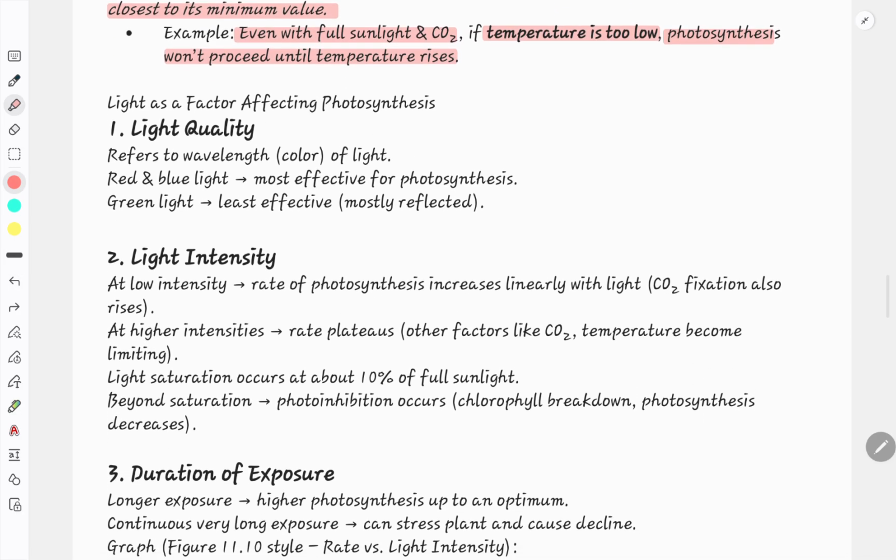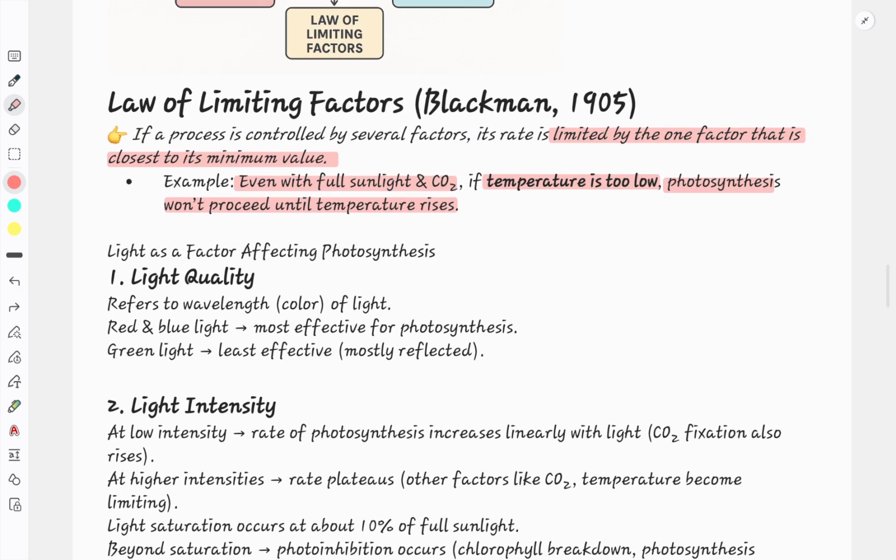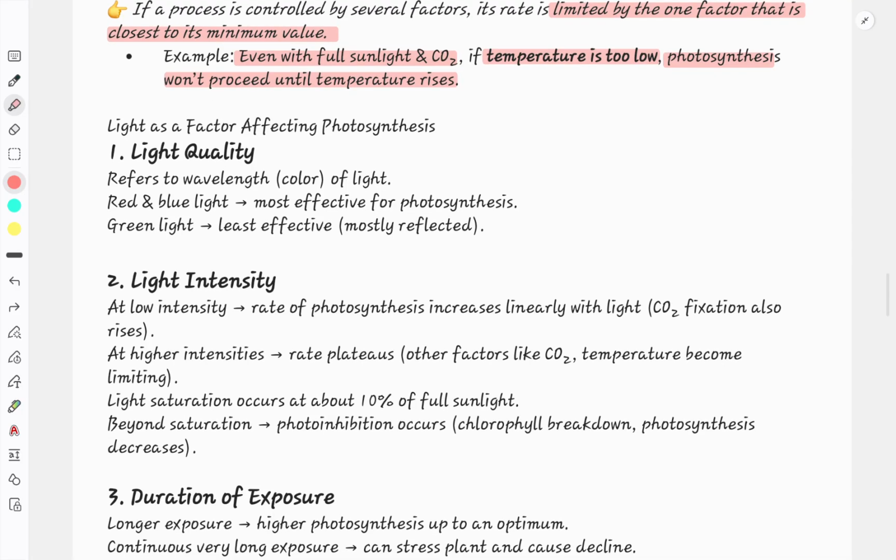Now let's discuss the different factors which affect the rate of photosynthesis. First is quality of light. What do you mean by the quality of light? Quality means the wavelength of the light, whether it is a favorable wavelength or not. As you know, most of the photosynthesis occurs in the red and blue spectrum, which is the most effective for photosynthesis. If the plant is provided green light, it is least effective. Then the photosynthesis rate will be down.